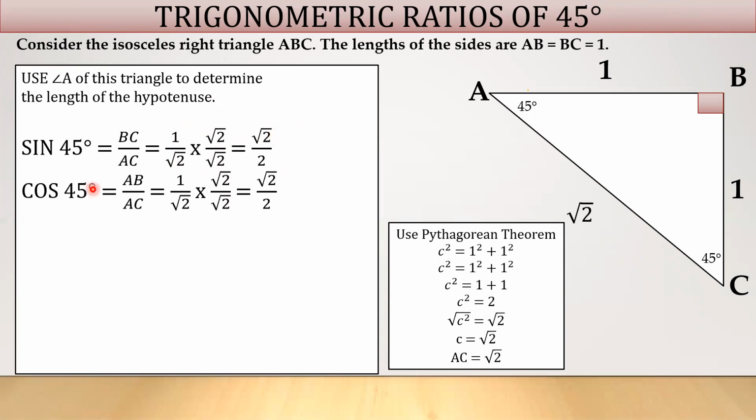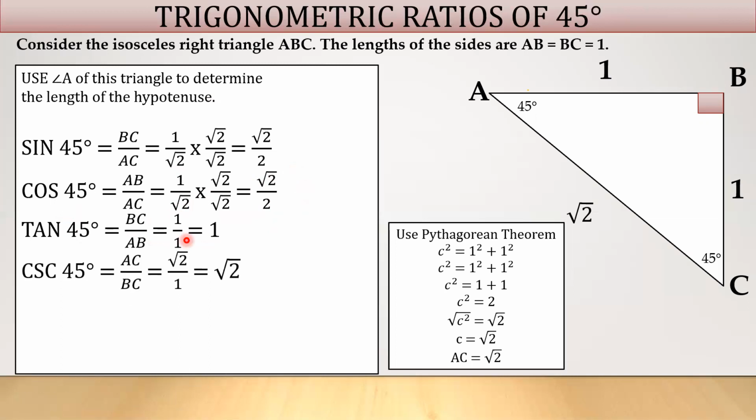For cosine 45, we have AB over AC. Substitute the given. That would be 1 over the square root of 2. And let's rationalize. 1 times square root of 2 is equal to square root of 2. And the square root of 2 times the square root of 2 is square root of 4. Square root of 4 is equal to 2. That's why we also have square root of 2 over 2. For tangent 45, we have BC over AB. So, pag sinubstitute natin siya, that would be 1 over 1 or simply 1.